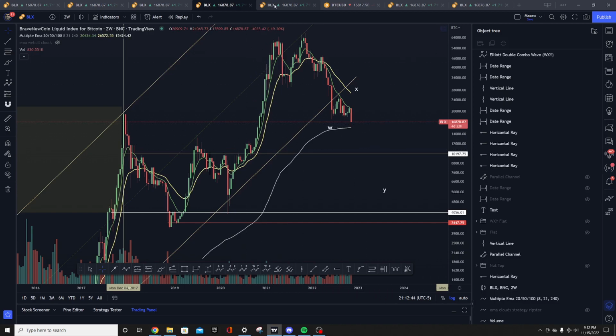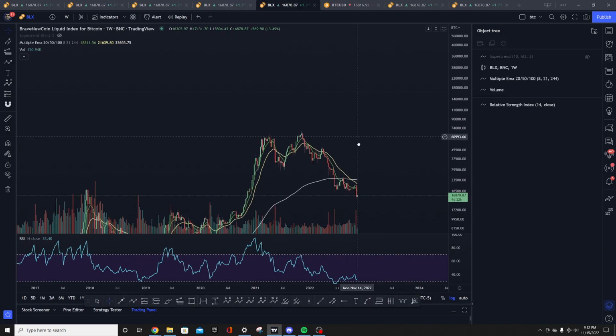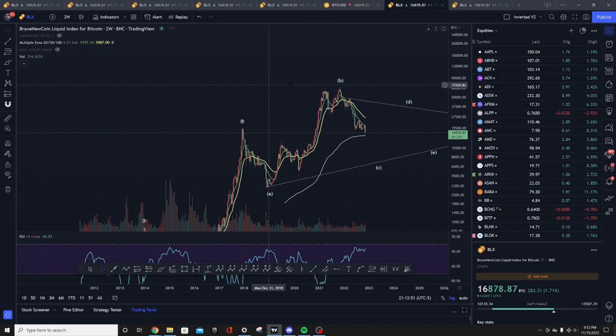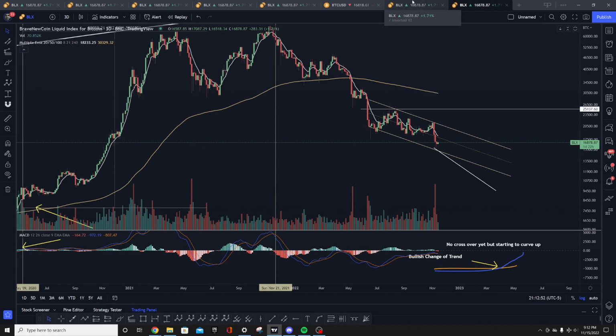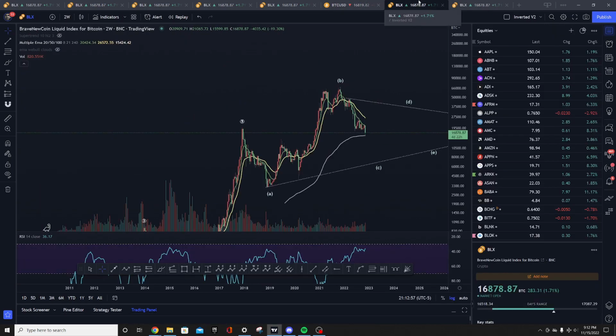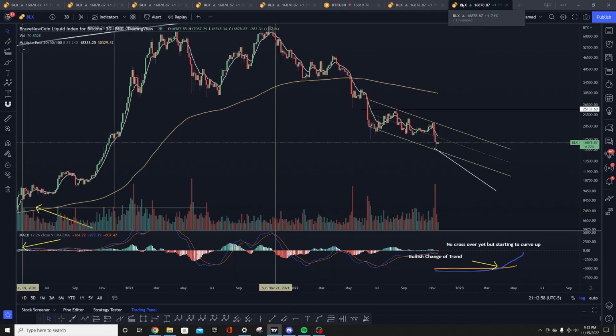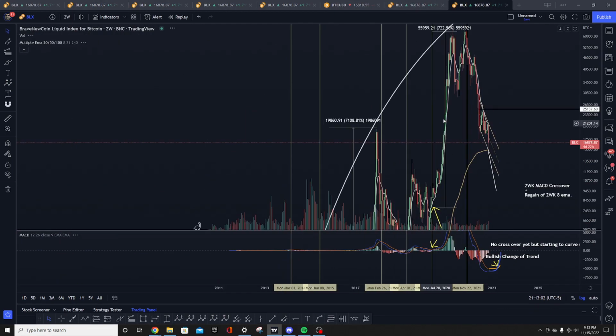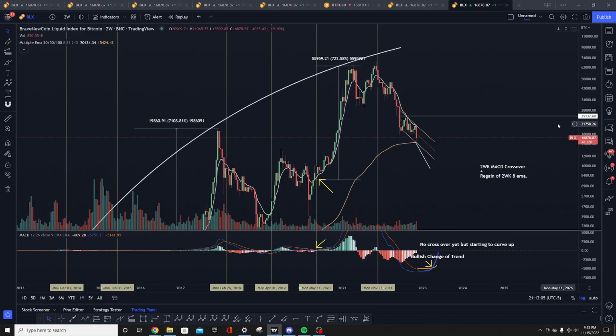Some signs of a trend change that I'm looking for that's not Elliott wave related. It would be, I know I had it. Where is my chart? Excuse me to get water.